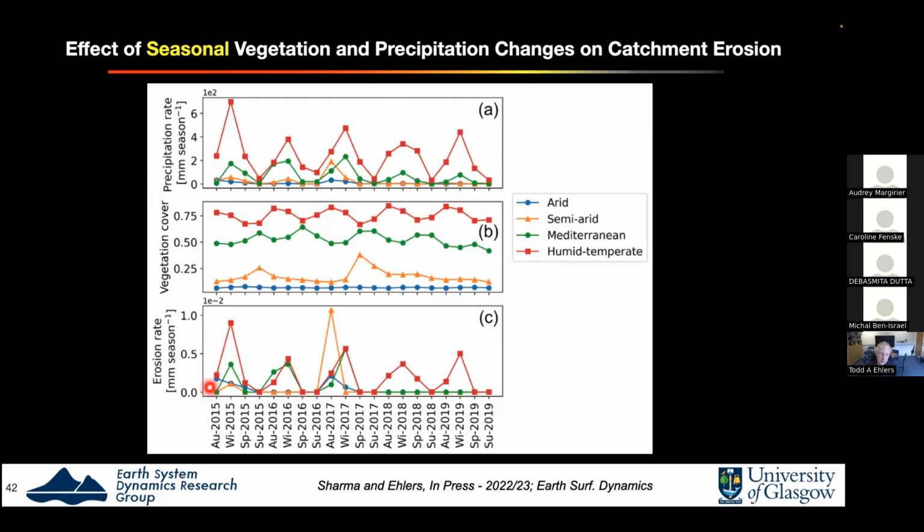The lower plot then shows you how the catchment average erosion rates are changing through time. And what you see are variations. Sorry, the units are a little bit counterintuitive. It's meters per season.